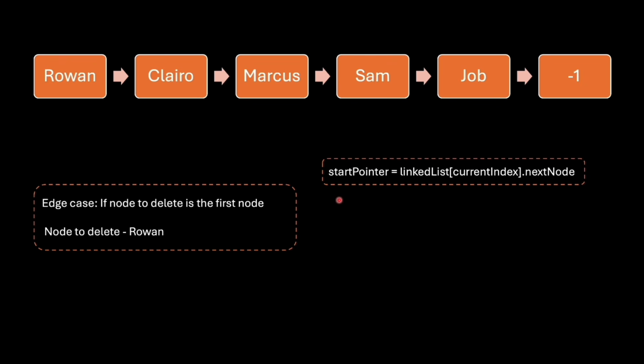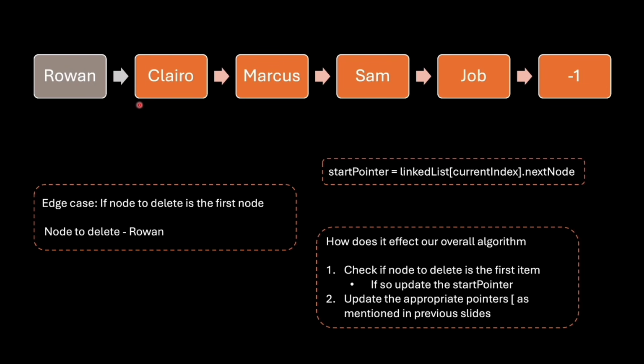So when we traverse the linked list, we will start from Claro instead, and then Claro is now pointing to Marcus, so we'll visit Marcus, and so on. This means that we'll never be visiting Rowan anymore because Claro is now our first node. So how does this affect the overall algorithm? It doesn't change much. All we have to do is first check if the node you want to delete is the first node. And if it is the first node, we have to update the start pointer. If it is not the first node, then we have to update the appropriate pointers. So we have to do what we mentioned in the previous slide.